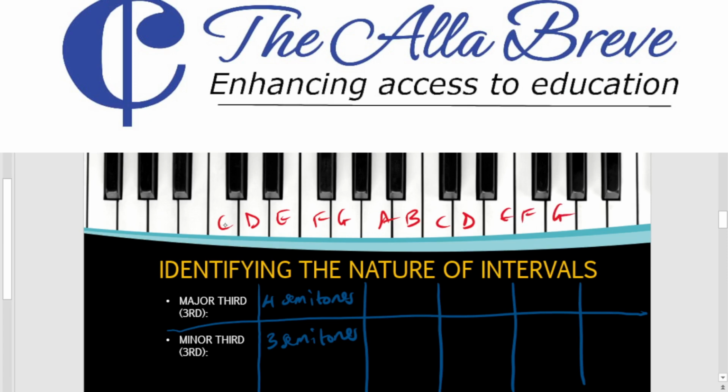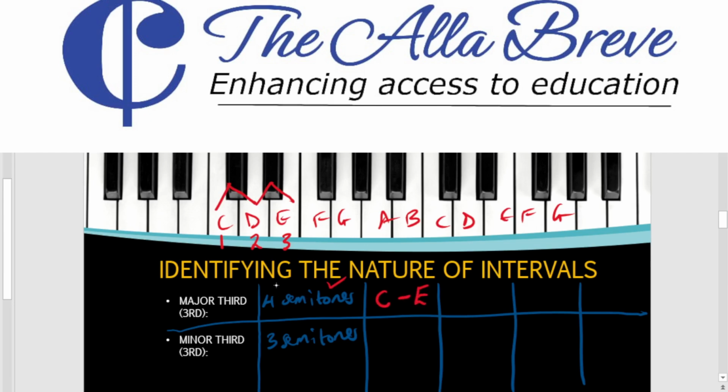So from C, the third letter name, because C is number 1, D is number 2, therefore the third letter is E. We need to consider C to E. 1 semitone, 2 semitones, 3 semitones, and 4 semitones, which qualifies as a major third. Therefore, we call it C to E.